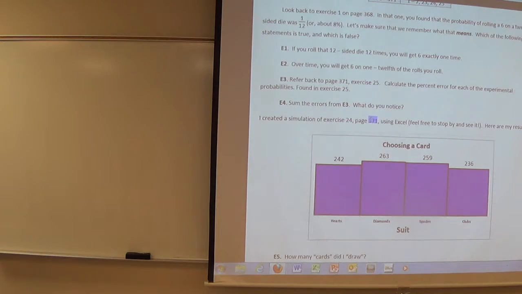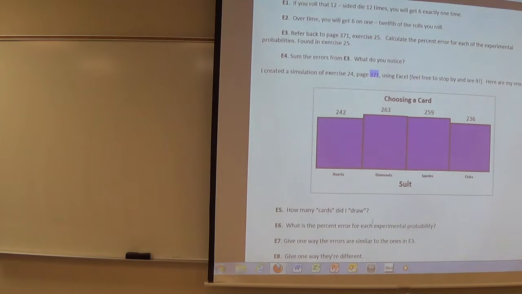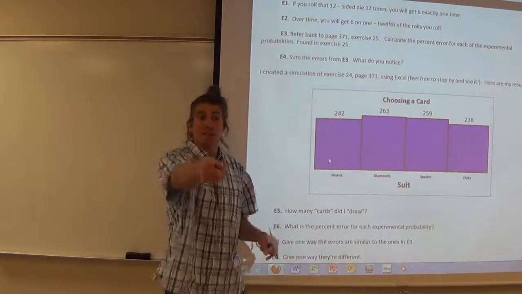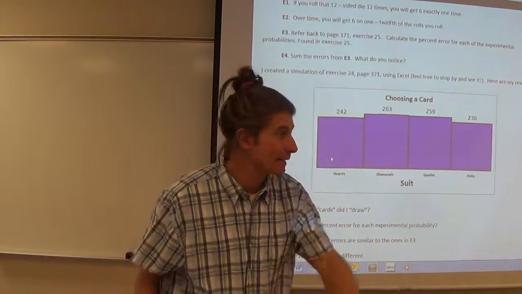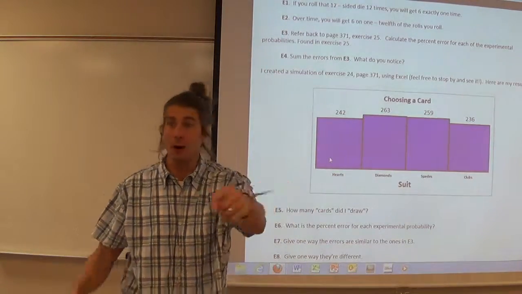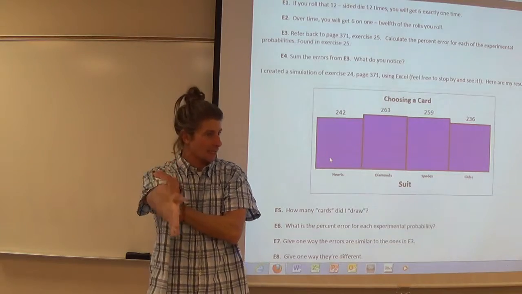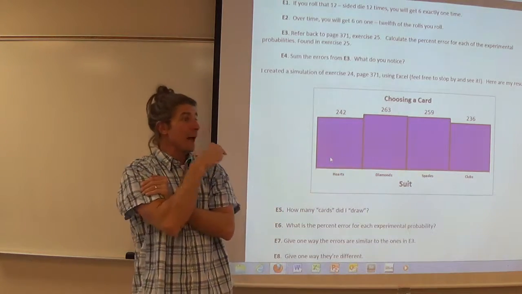I think I used 1,000 because I wanted you to have a nice number to divide by when you do the probabilities. Later on I ask, what is the percent error for each experimental probability? So what is the experimental probability of getting a heart? Well, the theoretical probability is 1 in 4, because we know there are 4 equally likely suits in a deck, just as many hearts as diamonds, clubs, and spades.